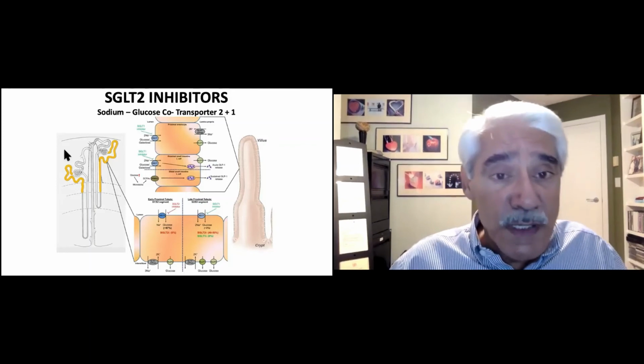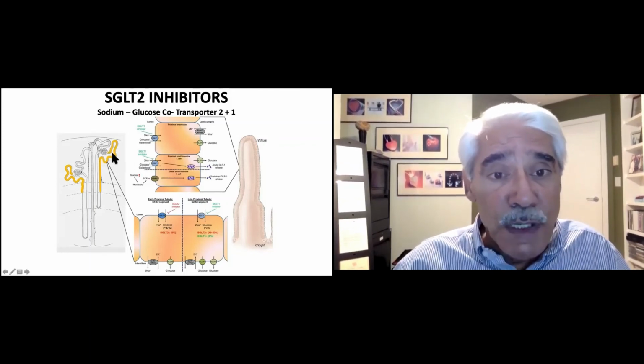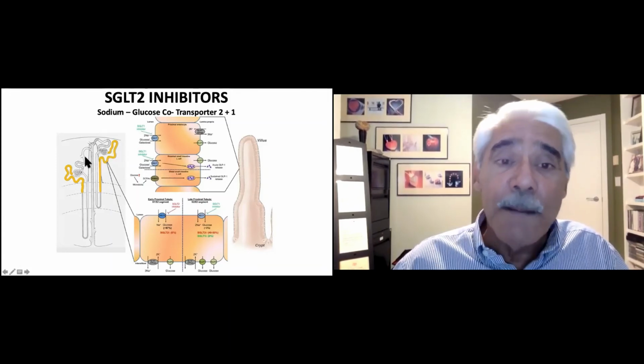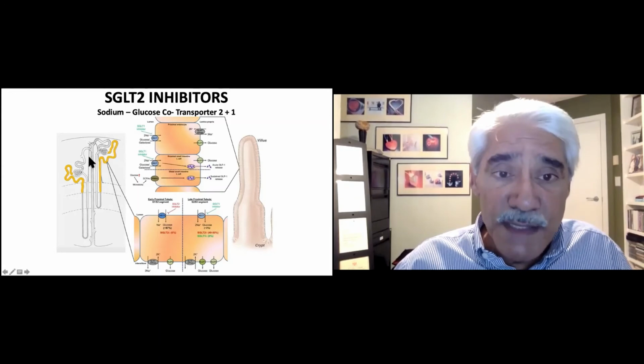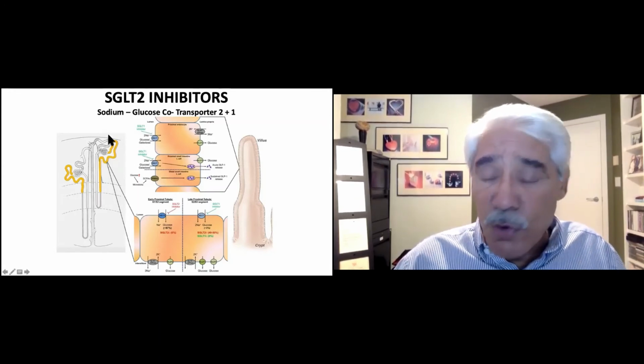And the way it works in the proximal tubule is that the SGLT2 allows the reabsorption of glucose from the proximal tubule back into the bloodstream. So there is no glucose excreted in the urine in normal patients.